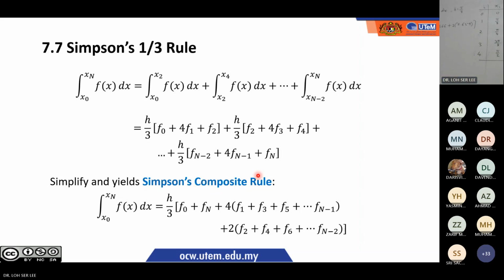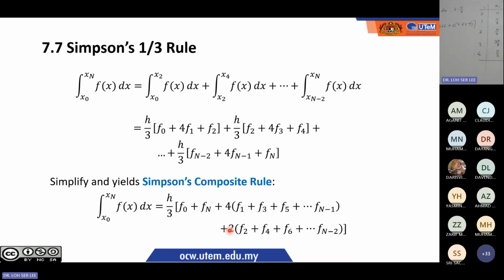If you want to use Simpson's 3/8, it will mention Simpson's 3/8. But if sometimes it doesn't mention 1/3 or 3/8, that means it's referring to 1/3. So this is the formula for the Simpson's composite rule, the Simpson's 1/3 rule.